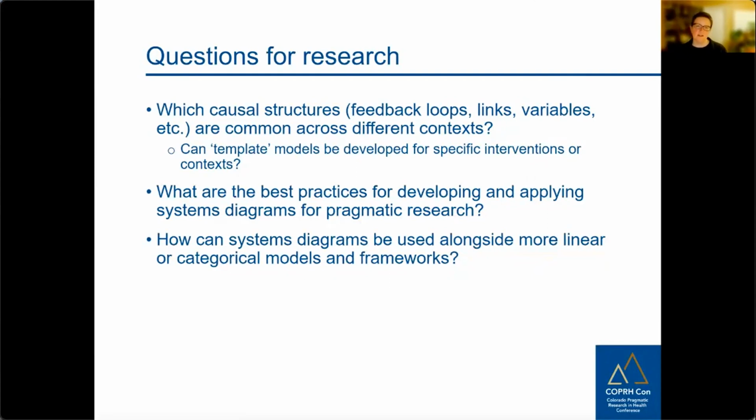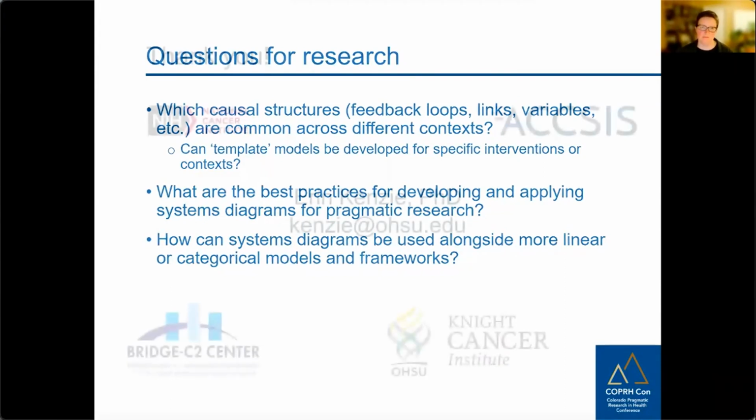How similar is colorectal cancer screening or mailed FIT interventions in our Oregon study to the same in a different context? And what are the best practices for developing and applying diagrams for pragmatic research? And then how can they be used alongside more linear categorical models and frameworks to get the best of both worlds?